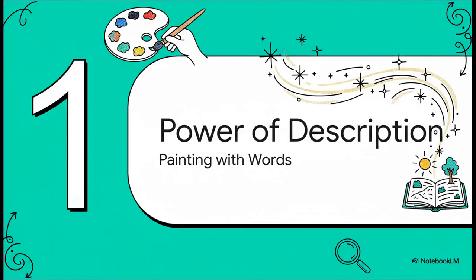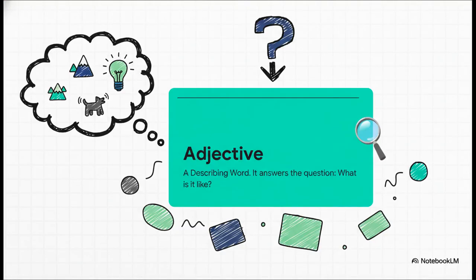First things first, let's grab the most important tool for adding life to our writing. And that is the power of description. This is how we stop just stating facts and start creating a real experience for whoever's reading. And the absolute key to description, it's the adjective. You know, at its core, an adjective is just a describing word. It answers that one simple but crucial question. What is it like? Is it huge, tiny, super loud, or maybe really quiet? This, right here, is where the magic starts.